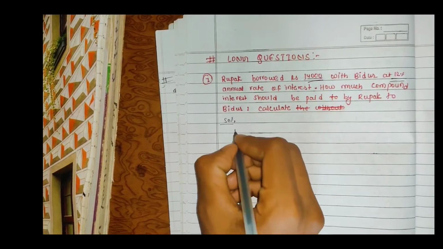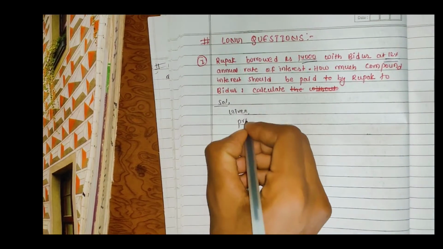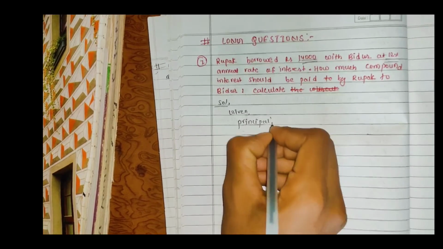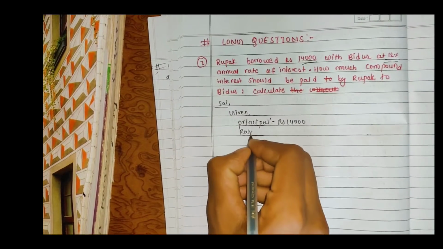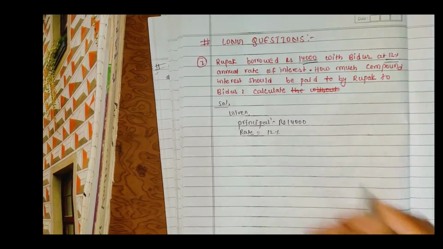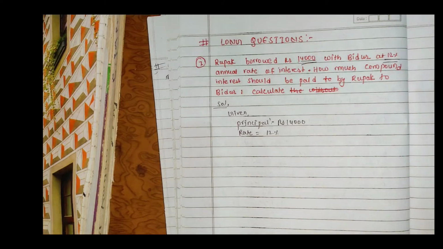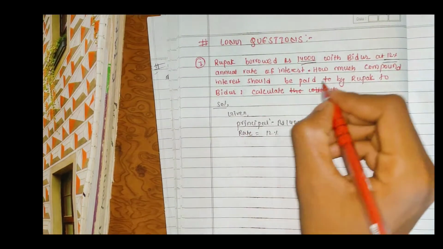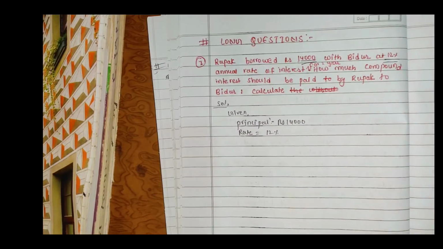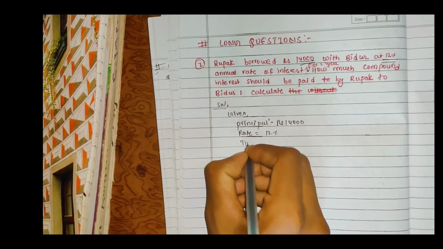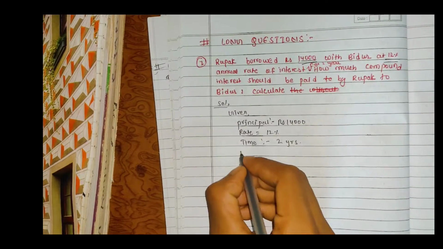Solution. First we write what is given. The principal is Rs 14,000 and the rate of interest is 12%, annual rate of interest. Wait a while, sorry, I made a mistake in the question: it is for 2 years. The annual rate of interest for 2 years. I have written the question wrongly. So the time given is 2 years, and we have to find the compound interest.